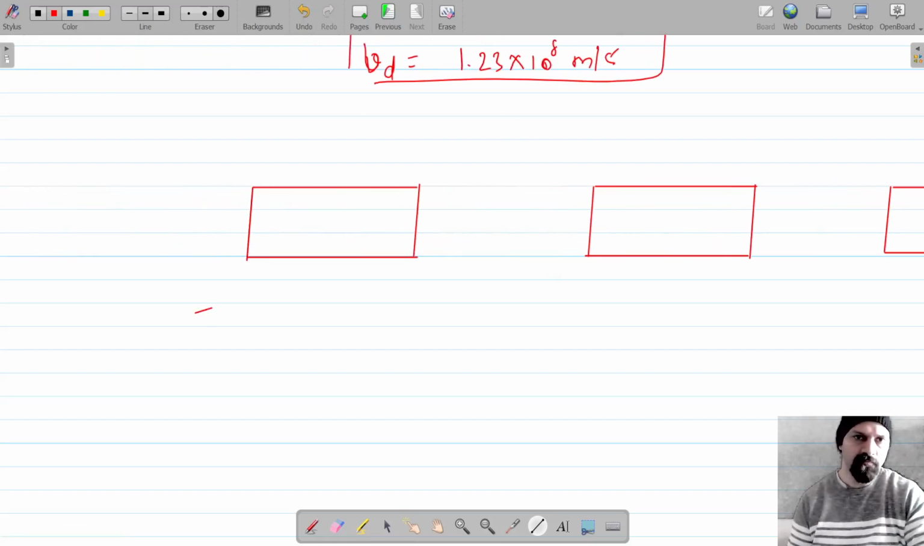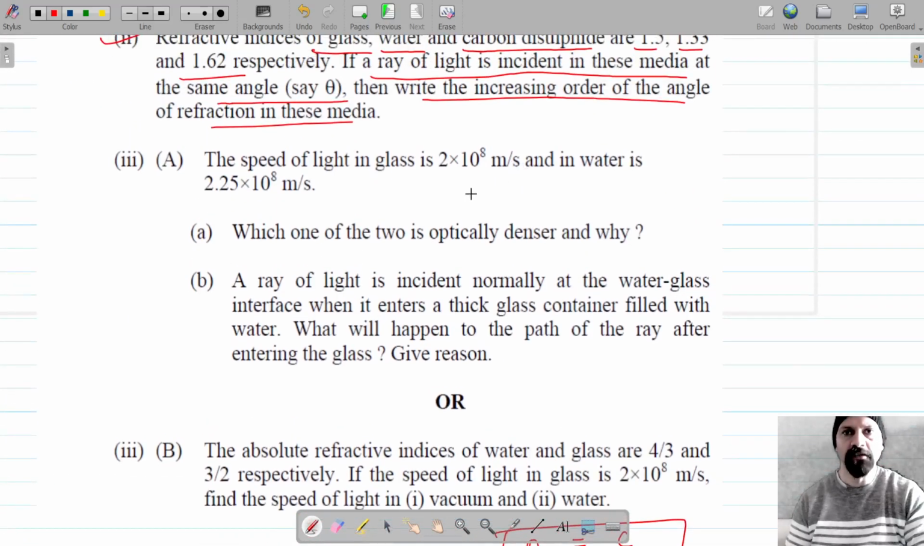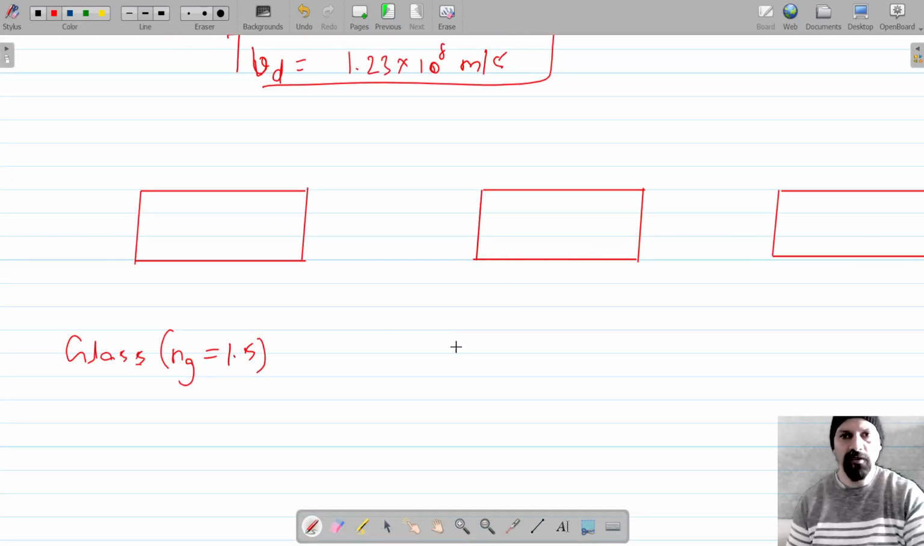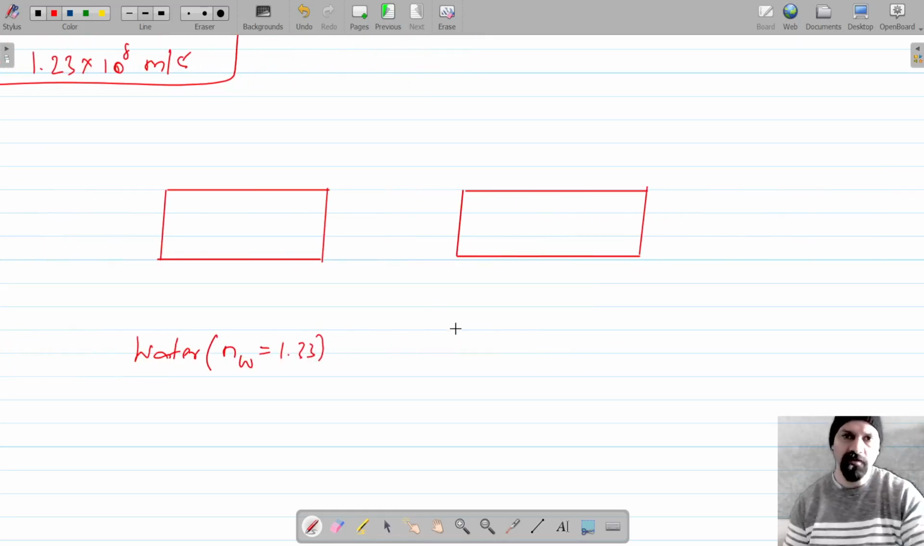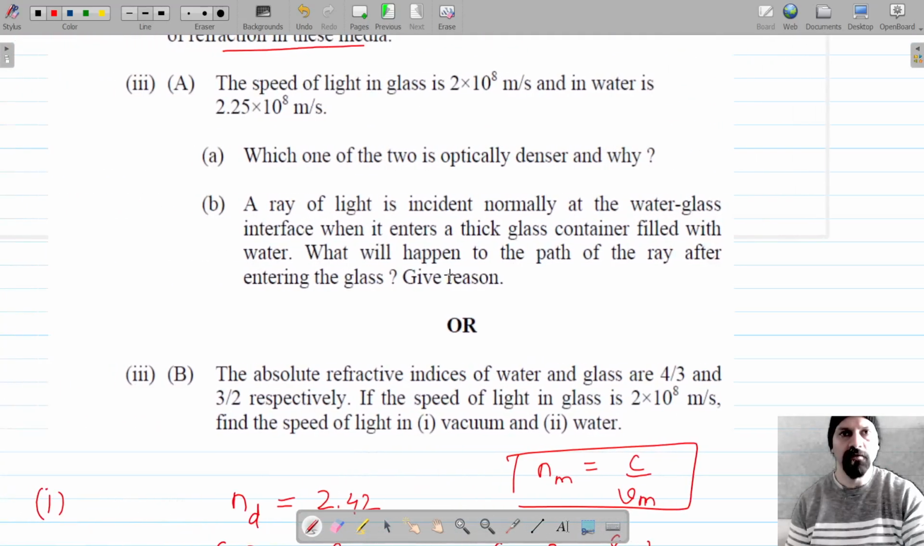Let these be slabs. The first one is glass, and the refractive index of glass is denoted by ng, which is 1.5. The next one is water, and water has a refractive index of 1.33. The next is carbon disulfide, which I'm going to denote with C and D, and it has a refractive index of 1.62.